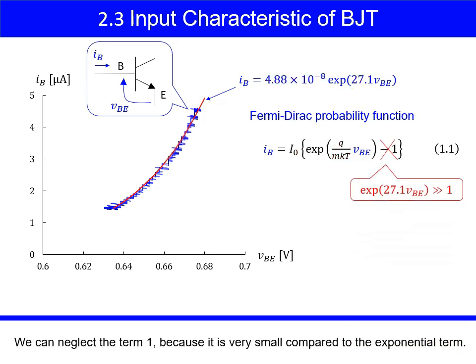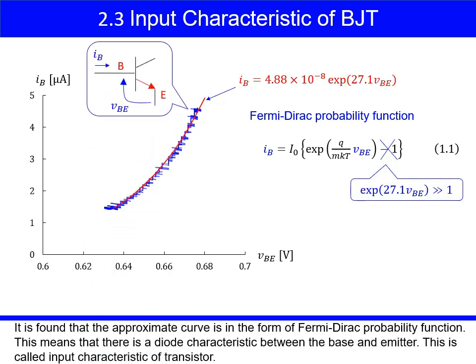We can neglect the term 1, because it is very small compared to the exponential term. It is found that the approximate curve is in the form of Fermi-Dirac probability function. This means that there is a diode characteristic between the base and emitter. This is called input characteristic of transistor.